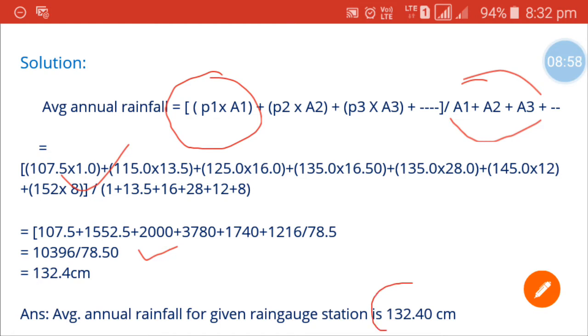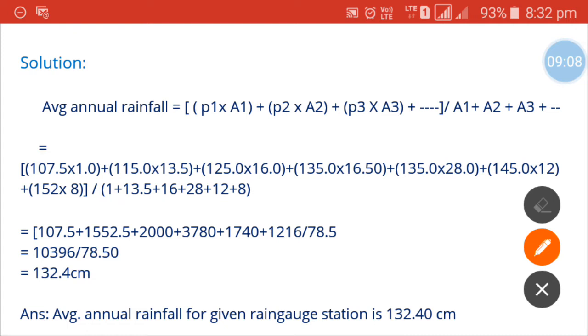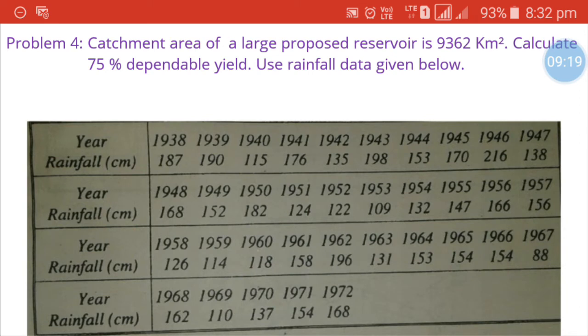And when we solve this, what we get? We get the average value of annual rainfall, and that is 132.40 centimeters. So in this isohyetal method also, we take into account the areas, and therefore this method also gives us a reliable result.